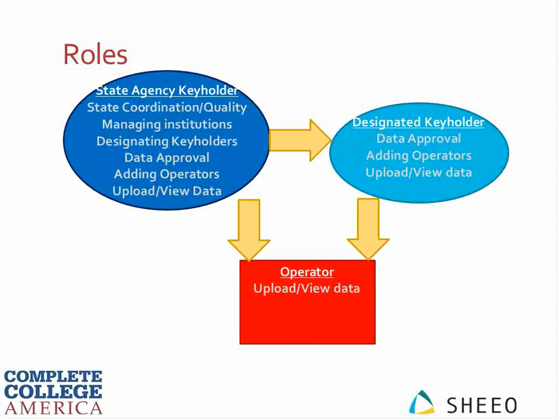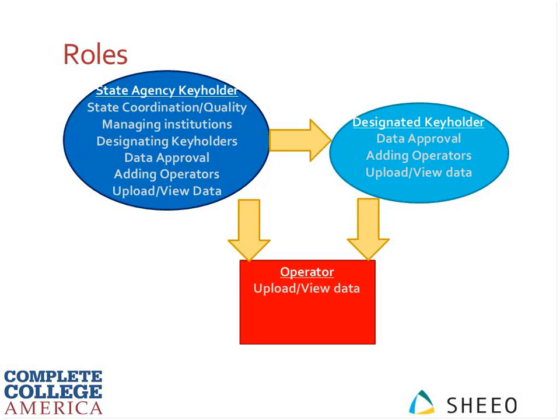Now I just want to go ahead and move on to the roles. We have a number of different roles. This webinar in particular is geared towards those who will be operators, so those who will be supporting your state key holder. The key holder is really the point person for each of your states. They're the ones who are going to manage the CCA data collection process at the state level, and they're really your key point of contact if you have questions about what your state is choosing to do as you report information.